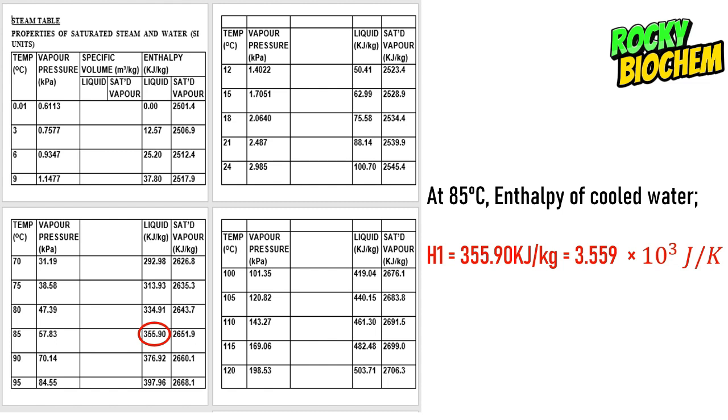Joule per Kelvin. The point shouldn't be here. There shouldn't be any point here. So it should be 3559 times 10 to the power 3 joule per Kelvin. So we have gotten our enthalpy, and we can then move on to perform the calculation.